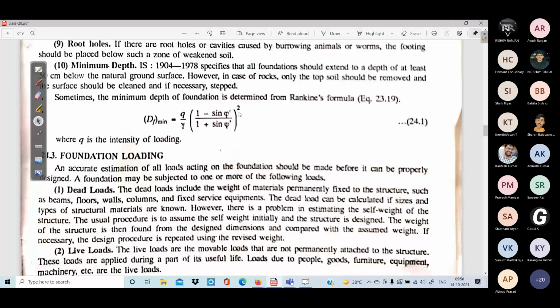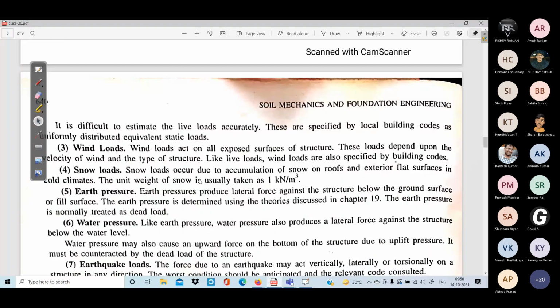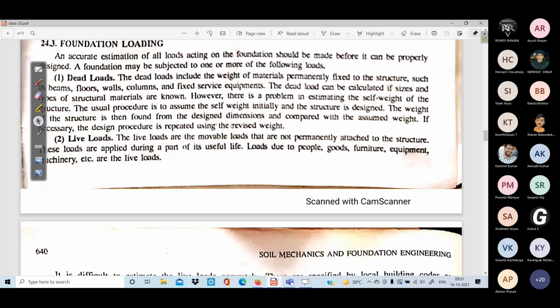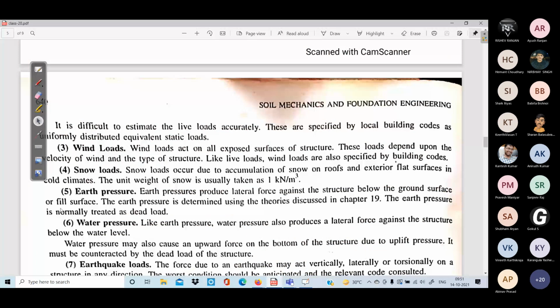What are the foundation loadings all about? We have dead load, live loads, wind loads, the same things. So there will be dead loads. What are the dead loads? Okay, dead load is the permanent load: floor, walls, columns, beams, and other things. Then live load means moving loads, which are not permanent. Okay, load due to machinery, etc. Wind load, you know that for high rise building.